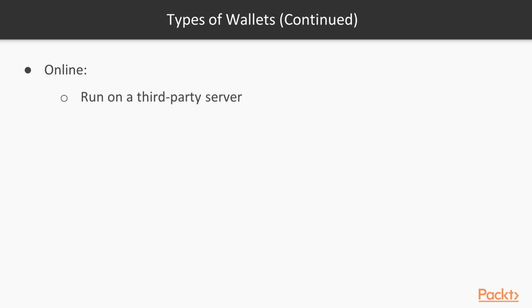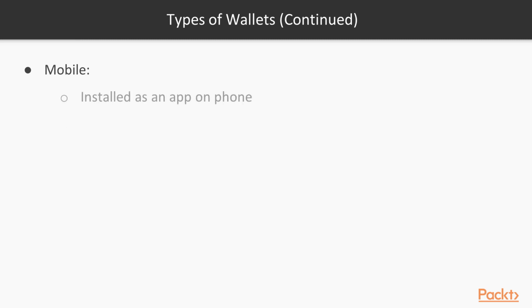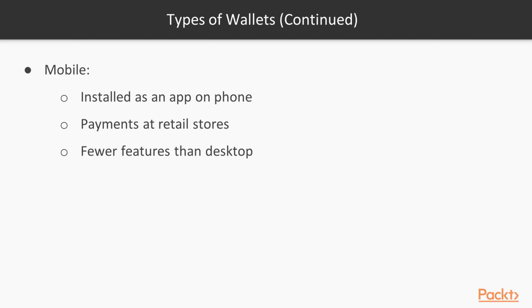Online wallets run on a third-party server, and they're really convenient to use. The private keys are stored online by the wallet provider, and they're controlled by that third party. Coinbase is a really popular example of an online wallet provider. Mobile wallets are installed as an app on your phone, and they're really useful for payments like at retail stores. Most of the time they have fewer features than desktop just because of the limited space available on your phone. Mycelium is a really popular example of a mobile wallet.